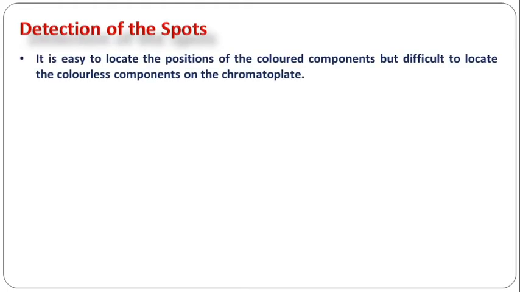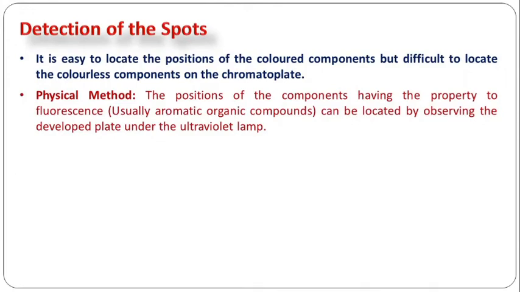Now how to detect the spots, friends. Some of the components are colored, so we can see those colored components after development of the chromatogram. We can see those spots by naked eyes, but most of the compounds are colorless. So for identification of the position of the spots for particular components, we have to use some methods, and that is called detection of the spots. It is easy to locate the position of colored components but difficult to locate colorless components on the chromatoplate. For that purpose we have to use various methods.